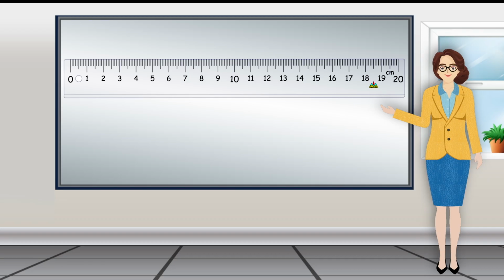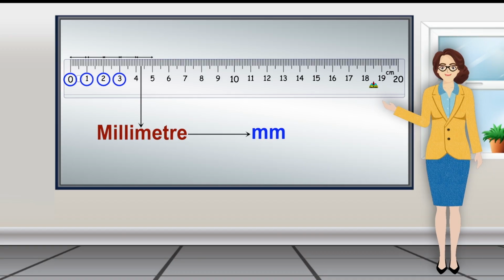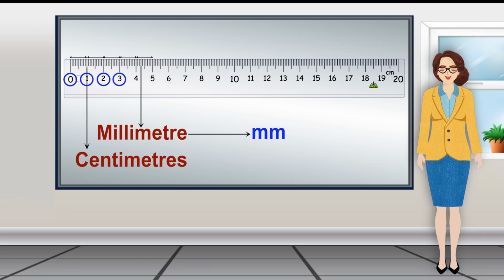On a centimeter ruler, you must have observed that there are 10 subdivisions between every two numbers. There are 10 equal divisions drawn between 0 and 1, 1 and 2, 2 and 3, and so on. Each 1 by 10th of a centimeter represents a millimeter. Hence, 1 centimeter is 10 millimeters. A millimeter in math can be abbreviated as mm and centimeters as cm.